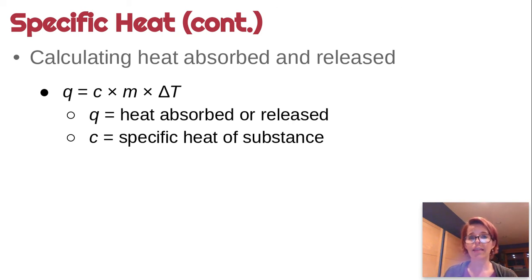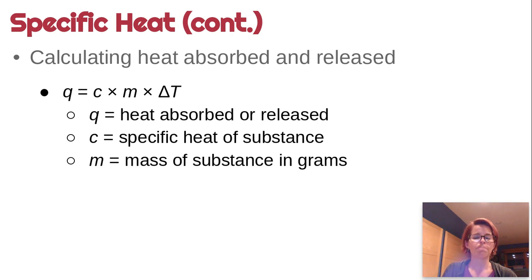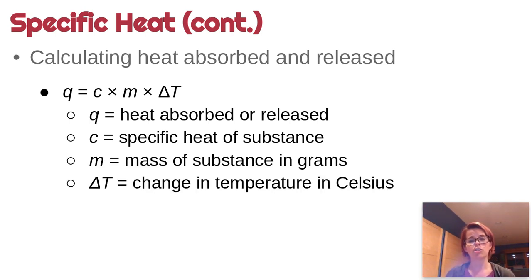So in today's lab, you won't know C for the cadmium. Well, you might know it, but you have to calculate it. You have to use the data in the video to calculate C, and then you're going to do a percent error to see how close you are. And then M is the mass of the substance in grams, and delta T is the change in the temperature. The video is really good.